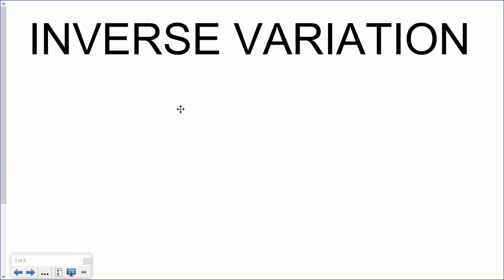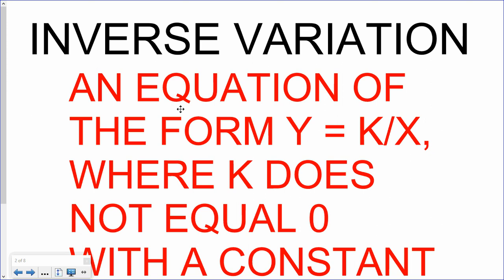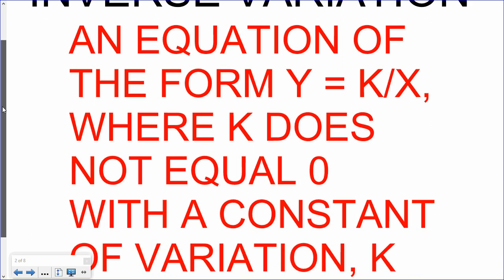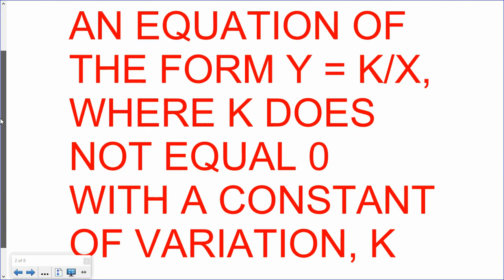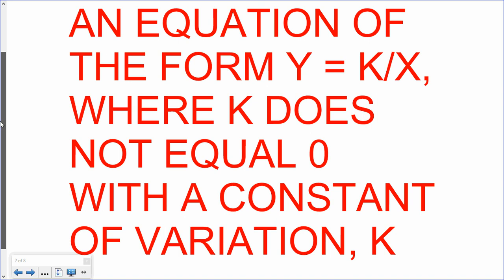So an inverse variation is an equation of the form y equals k over x. So not k times, k divided by x. Where k does not equal 0, and it has a constant of variation k. So k is still doing the same thing. It's telling you the relationship between the x and y. So very similar to direct variations, we can find the k the same way with just one ordered pair, giving us an x and a y. We can figure that out, which means we'll get our equation.